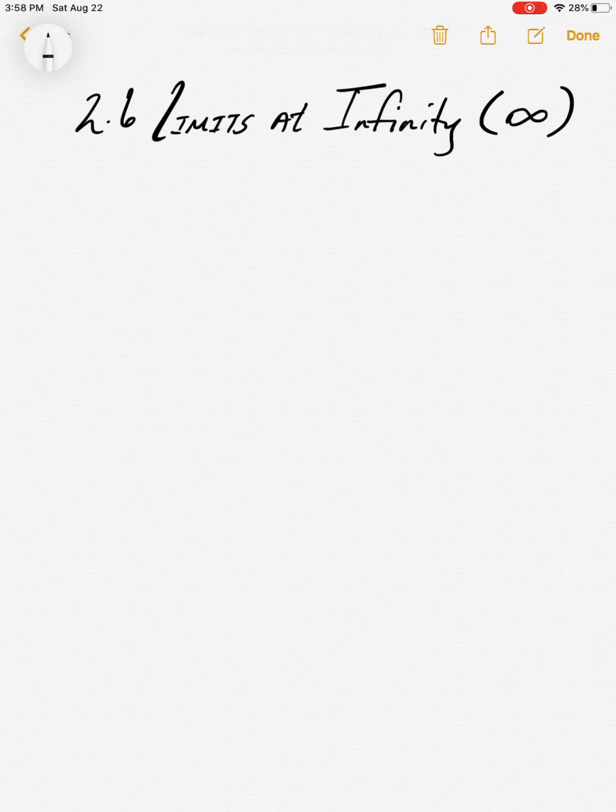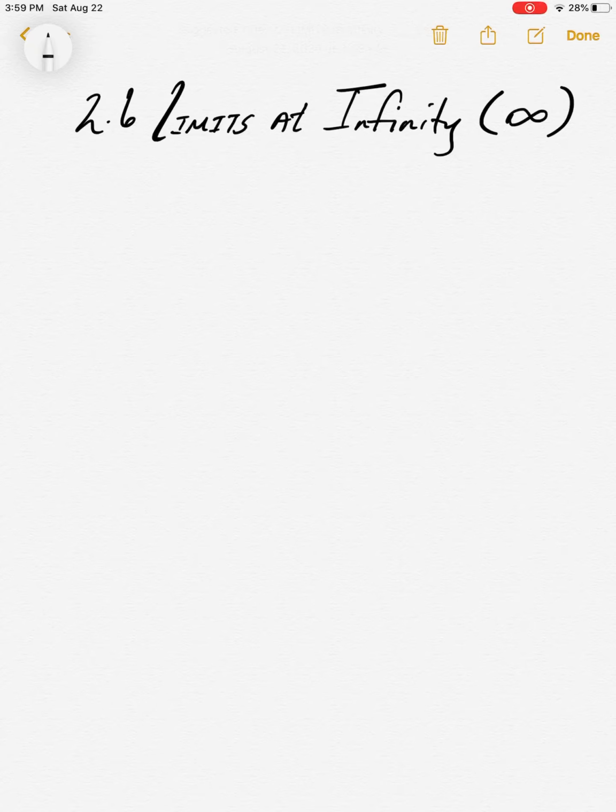Okay, so just for a quick little refresher, we know that the infinity symbol looks like a sideways 8, and we know that limits are talking about y values, how far up or down a function will approach when you're moving along the x-axis. All right, let's jump straight into this.